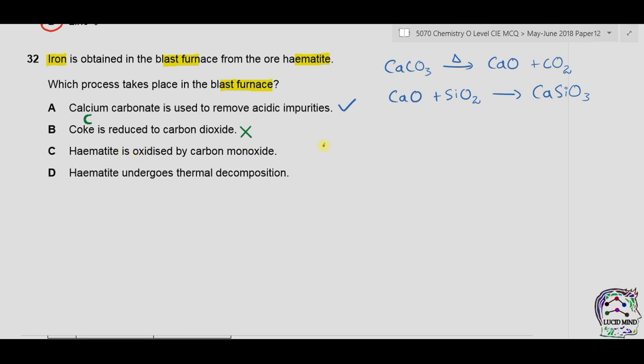The reaction can be written like this. We have hematite, which is iron oxide. It can react with reducing agents such as carbon monoxide and it will form iron along with CO2. The equation can also be balanced. So hematite is reduced by carbon monoxide. This statement is wrong. Part D. Hematite undergoes thermal decomposition. This is incorrect because hematite does not undergo thermal decomposition. It undergoes a reduction reaction. The correct answer is A.